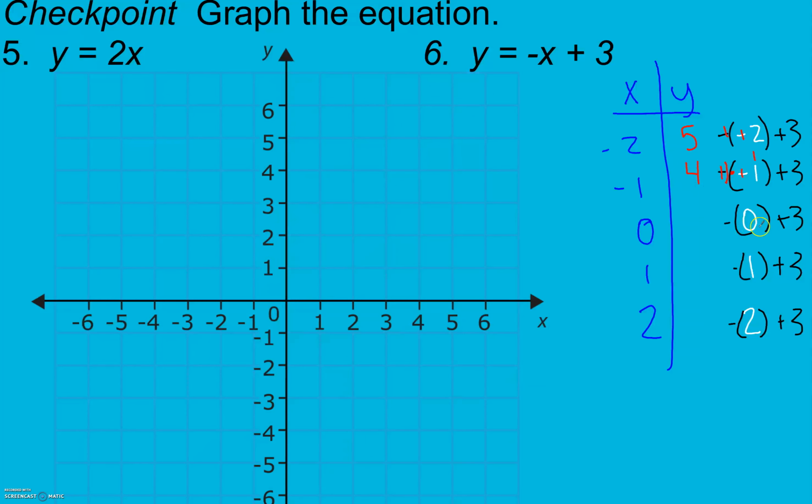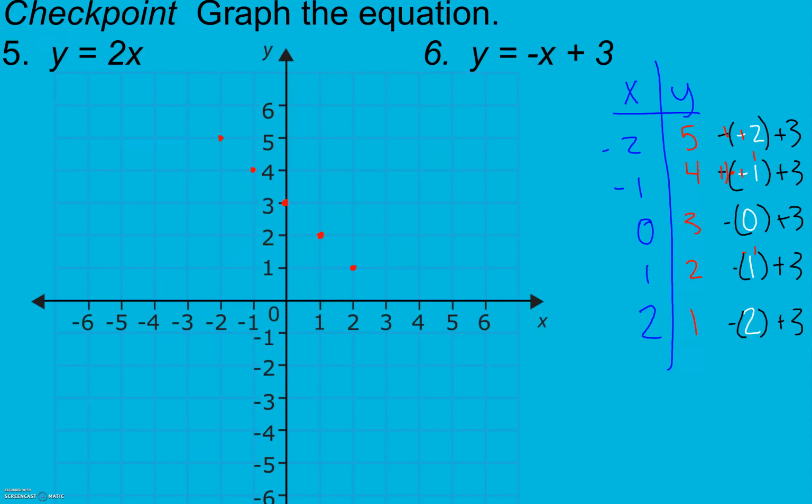And now we take and graph our points. So x is -2 and y is 5. X is -1 gives me a y of 4. X of 0 gives me a y of 3. X of 1 gives me a y of 2. And x of 2 gives me a y of 1.